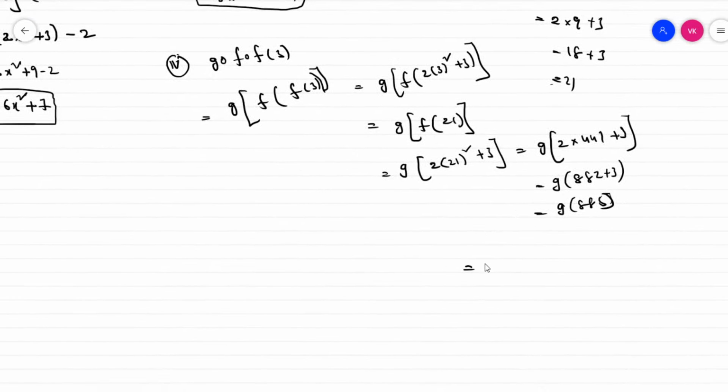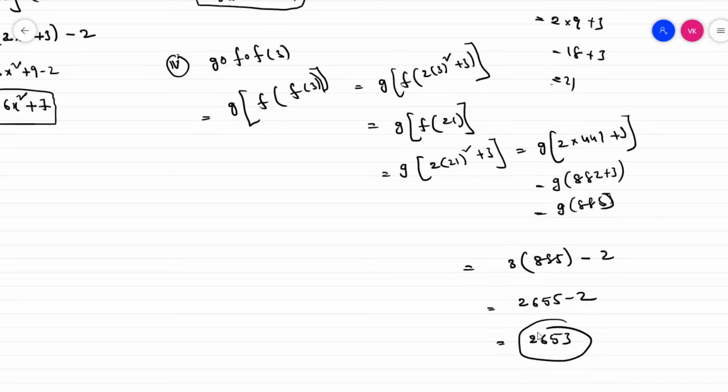So we know that G of x is equal to 3x minus 2. Then we can write 3 of 885 minus 2. So here we have to multiply 3 into 885. Then we will get 2655 minus 2. Finally we get 2653. This is the answer for the fourth one.